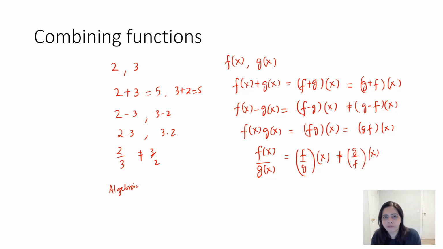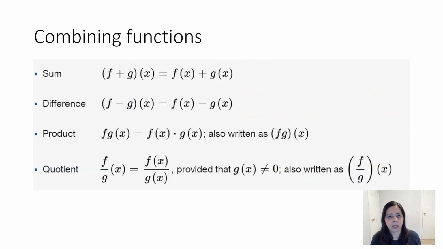So these are the fundamental definitions of the four types of combination of functions, which we call sum, difference, product, and quotient. This is the formal definition, practically the same thing which I wrote, but in a more detailed way. Sum is f plus g, difference is f minus g, product is f times g, f(x) times g(x), and quotient is f over g, which is f(x) over g(x).